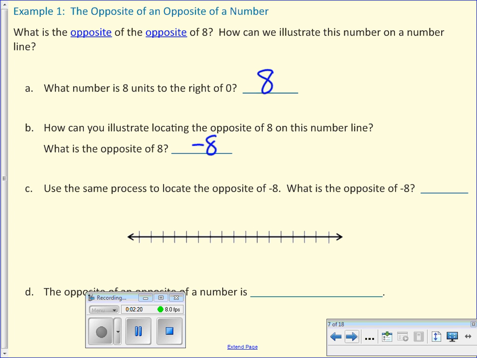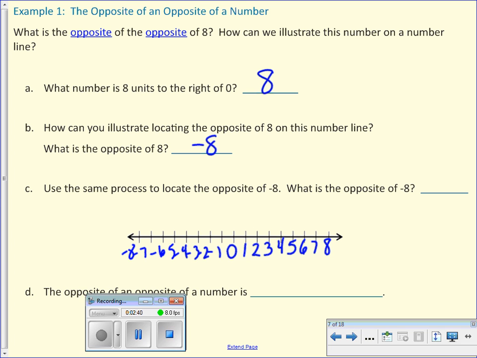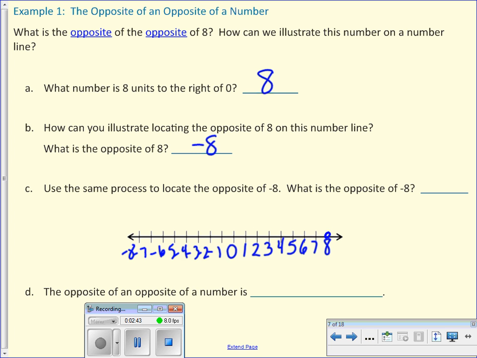So let's locate the opposite of negative 8. So first let's make our number line. So here we have 0, 1, 2, 3, 4, 5, 6, 7, 8, negative 1, negative 2, negative 3, negative 4, negative 5, negative 6, negative 7, negative 8. So we started with 8 because we said 8 units to the right of 0. You labeled your number line? We went 8 units to the right of 0. The opposite was negative 8.